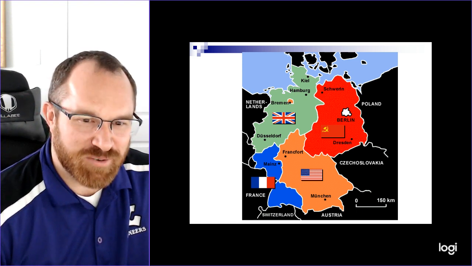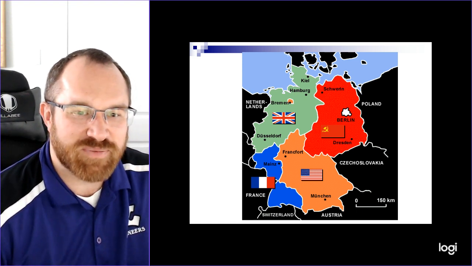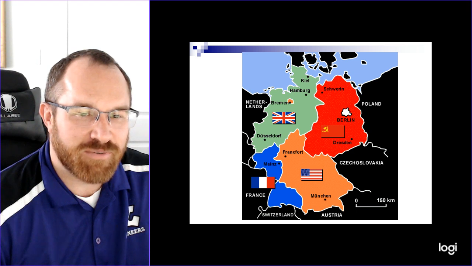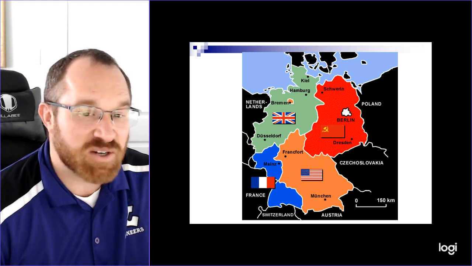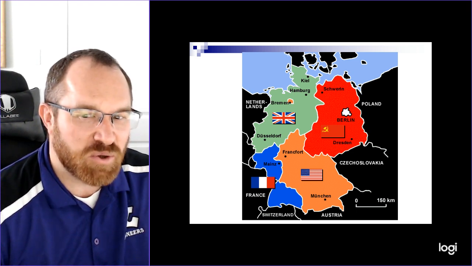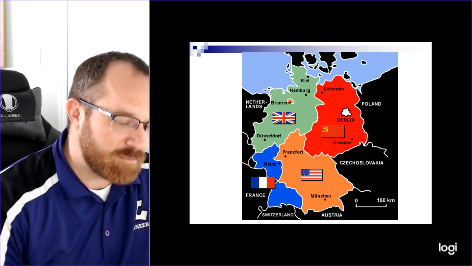There's a hot button issue for you. What do you do with Berlin? The Soviets don't want the Allies there. They don't feel like they deserve to be there. But the Allies aren't going to back out. They're like, no, we're not letting you have control of that city.